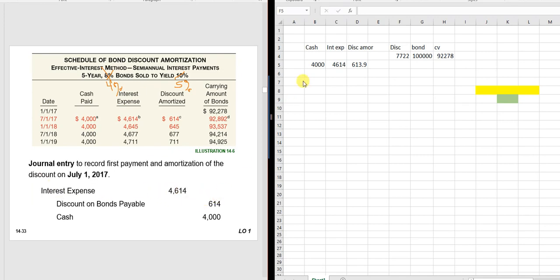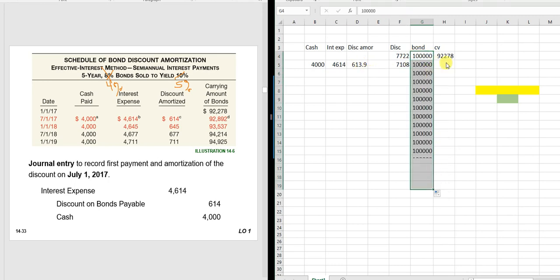So my discount is going down, so it's 7722 minus how much discount I amortized. So now my bond is still $100,000, okay? And my carrying value of the bond is my $100,000 minus 7108. So notice my carrying value is going up. My carrying value is always going to go towards face.